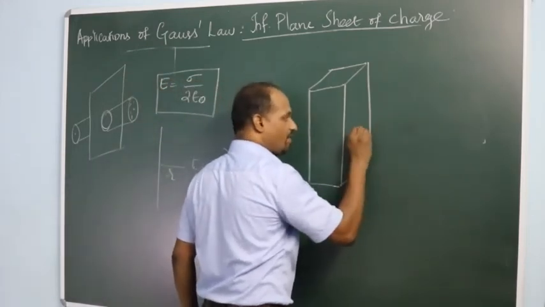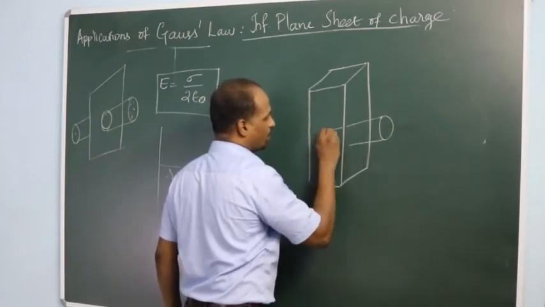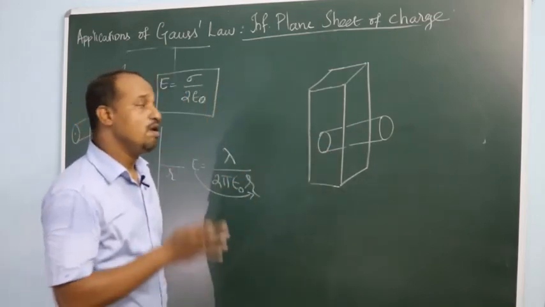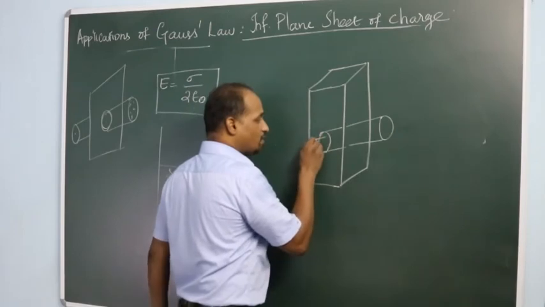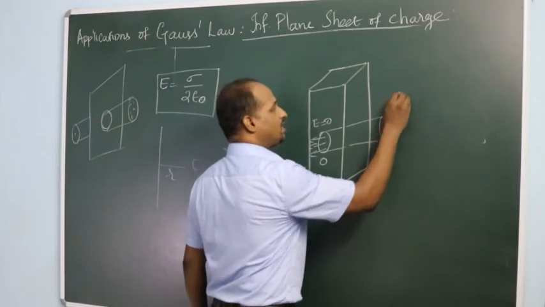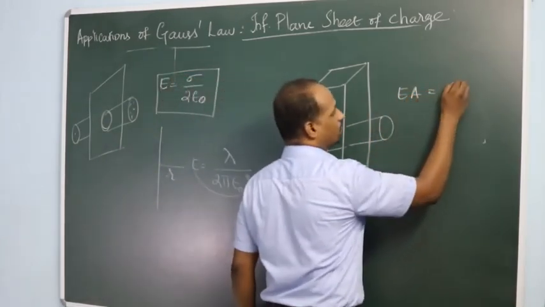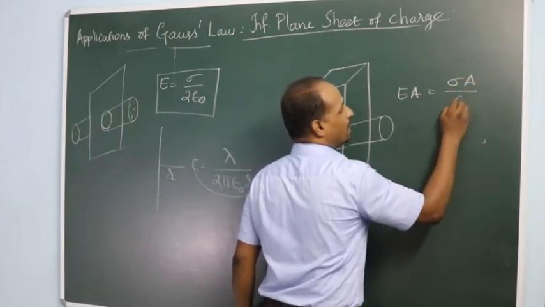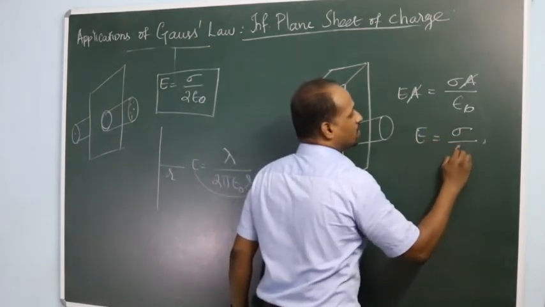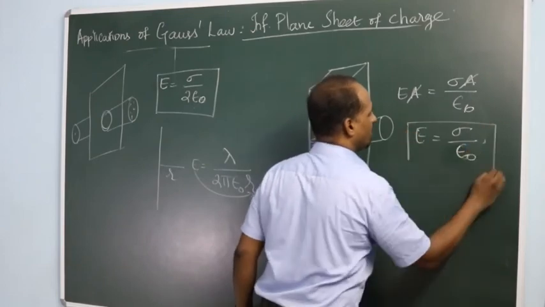Then in the same way, from a point, you will imagine a Gaussian surface that passes through, and here you have to close this. But here the electric field inside a conductor is always 0. Because of that, the flux through this area will be 0 because the electric field is 0. The flux through this area will be EA, just like in the previous problem, and that is equal to sigma A by epsilon naught. Then cancelling it out, the electric field will be sigma by epsilon naught.